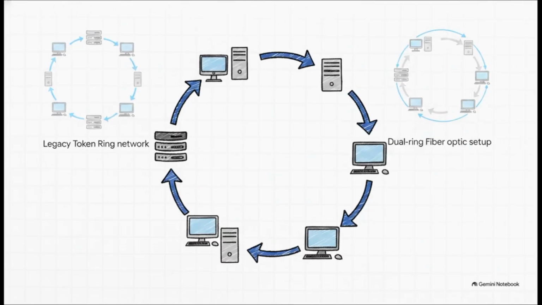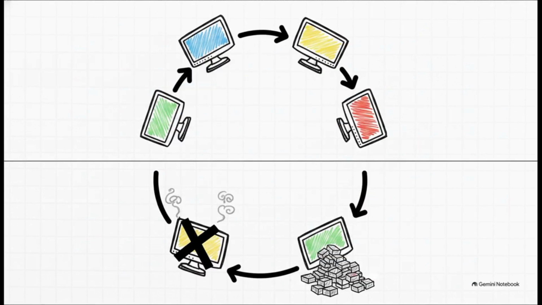Next on our list is the ring topology. Just like it sounds, each device connects to exactly 2 neighbors, forming a closed circular loop. Data travels systematically in one single direction around the ring, passing through each device until it reaches its target. You'd see this in legacy token ring networks, or sometimes in modern high-speed fiber optic networks that use a dual ring setup for backup. The major advantage here, incredible traffic control.